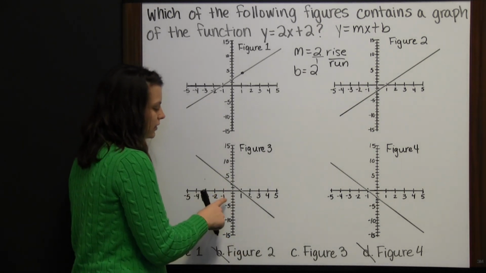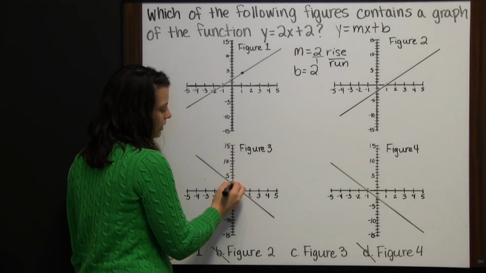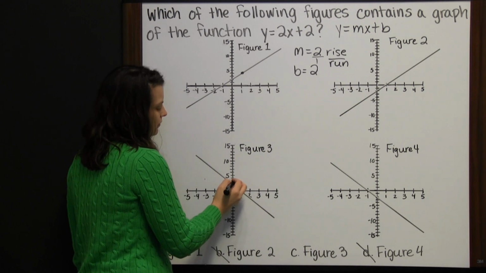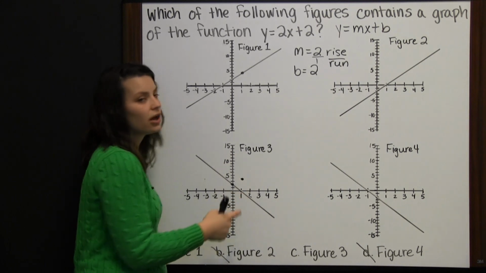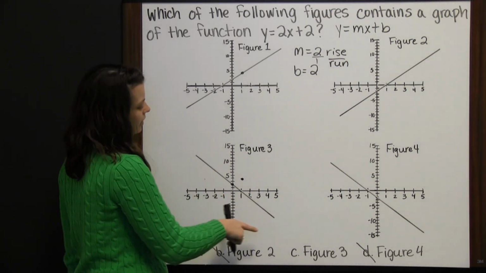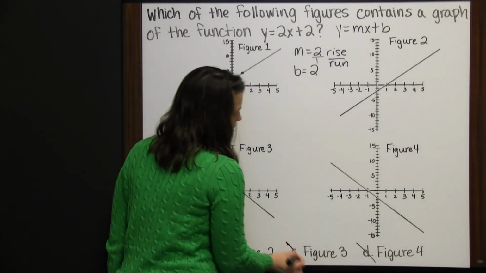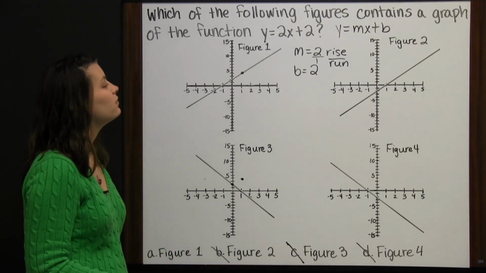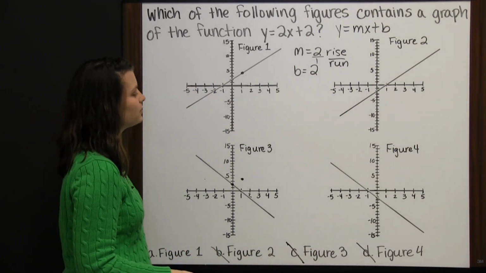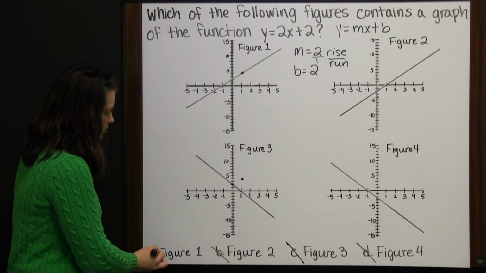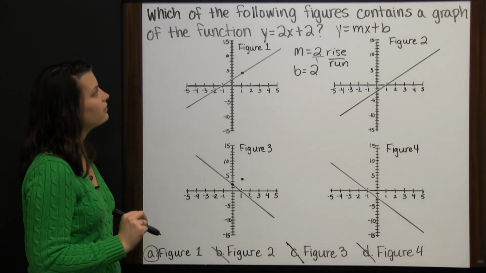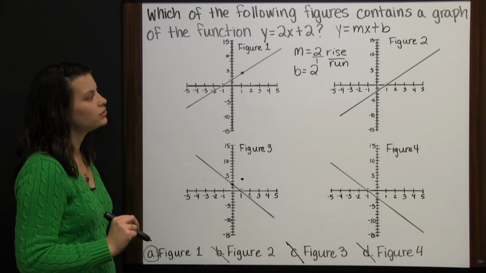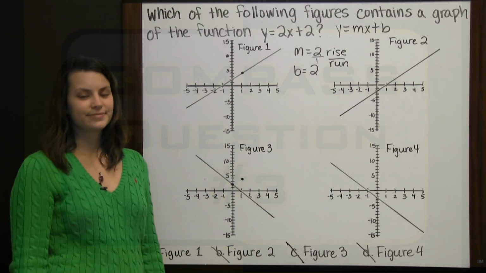You could check it against figure 3 and see that from this y-intercept, if you rise 2 and run 1, this point is not on the graph of this line. Therefore, figure 3 is not the graph of the function y equals 2x plus 2. So, answer choice A, figure 1 is the graph of the function y equals 2x plus 2.